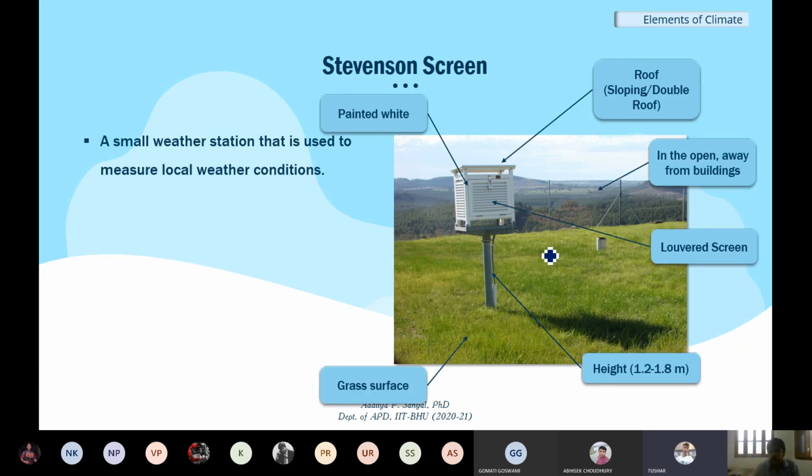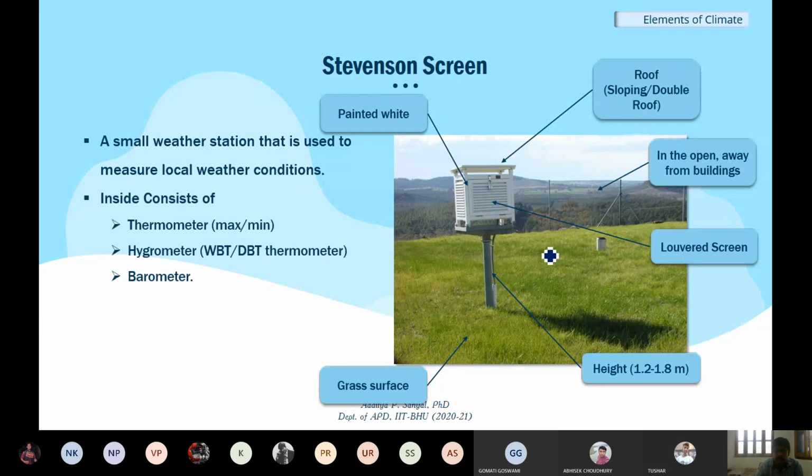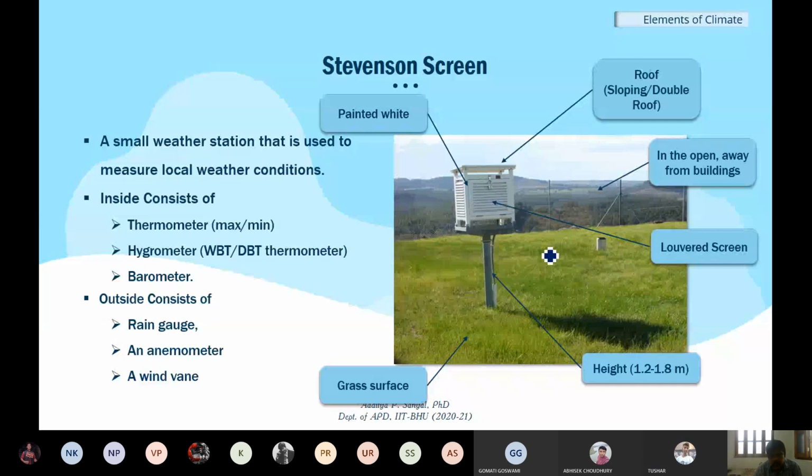And it is in the open, away from different buildings. So this Stevenson screen is a small weather station that is used to measure the local weather conditions. It consists of a hygrometer, a WBT, wet bulb thermometer, and the dry bulb thermometer, a conventional thermometer, and a barometer. Outside this equipment, you have the rain gauge, an anemometer and a wind vane.